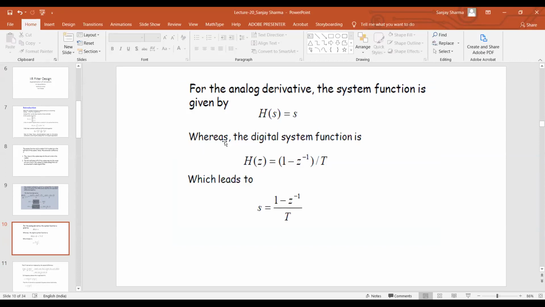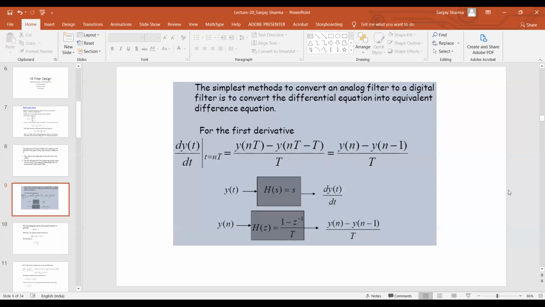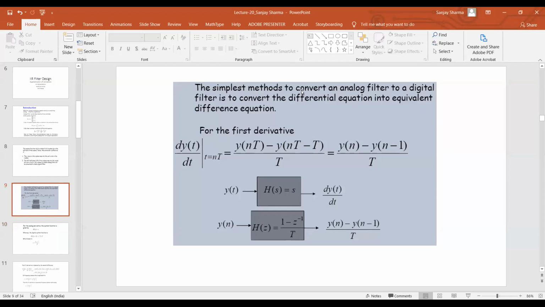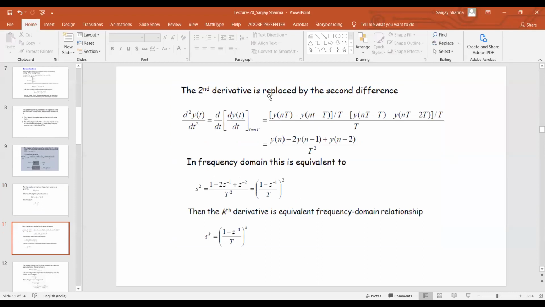Hs is equal to s, whereas the digital system function is 1 minus z to the power minus 1 divided by capital T. So we have to establish the equivalence between the analog and the digital parts. So s is equivalent to 1 minus z to the power minus 1 divided by T. This is the transformation that we will use to convert a first derivative in the differential equation into its digital equivalent. Okay. And let us now look at how the second derivative will behave.